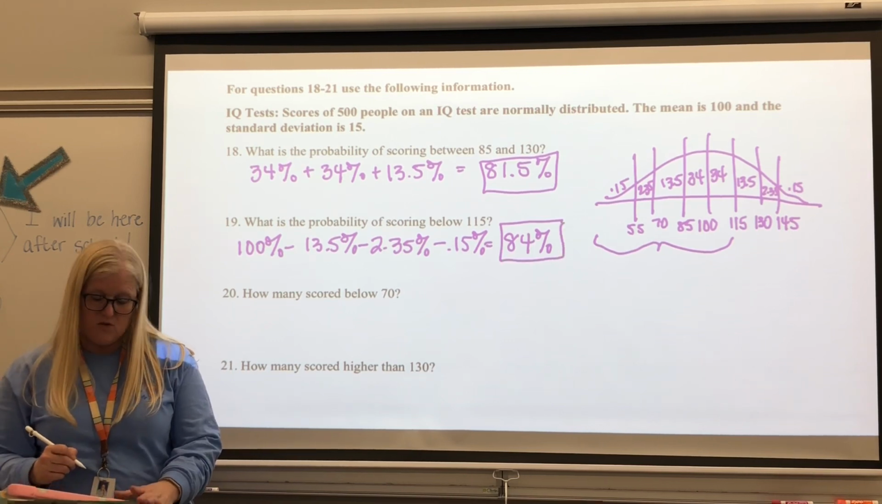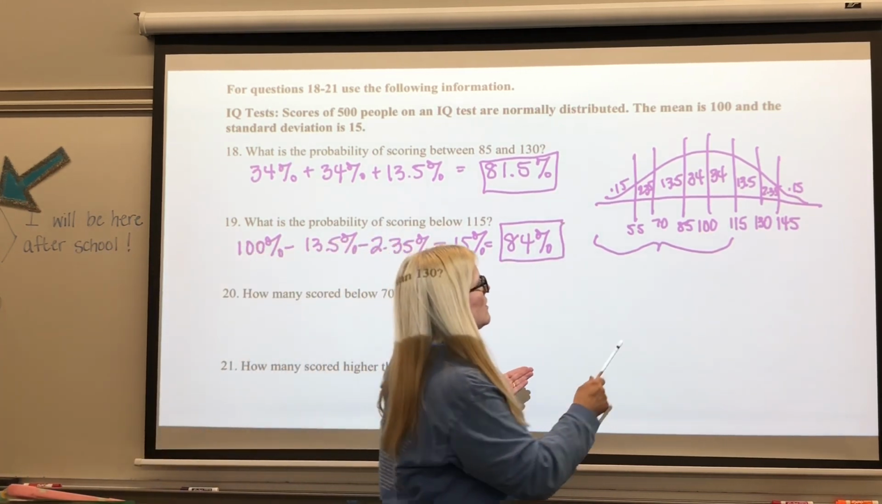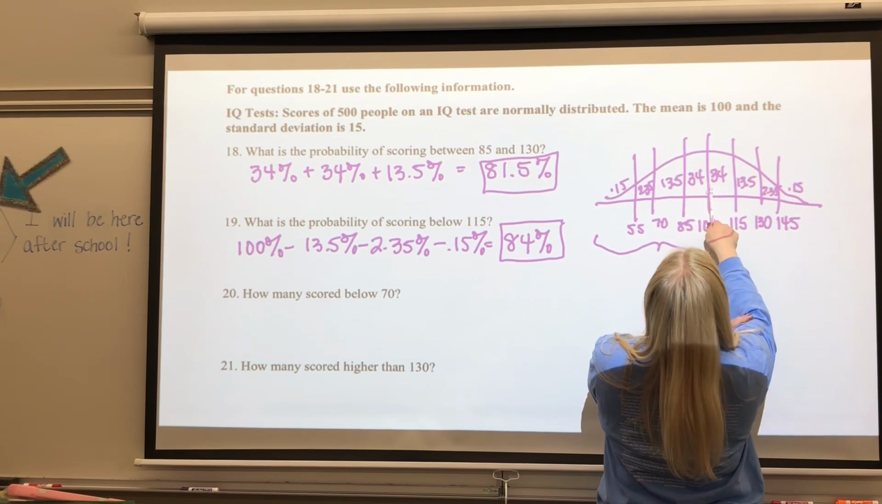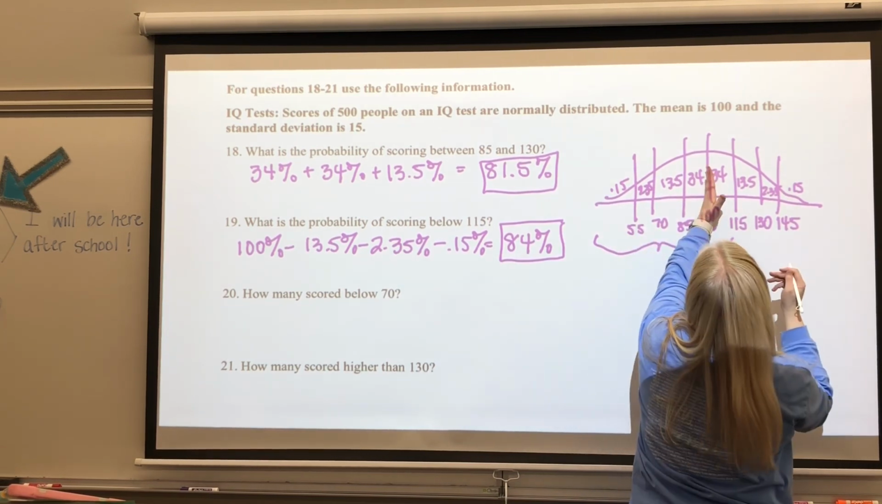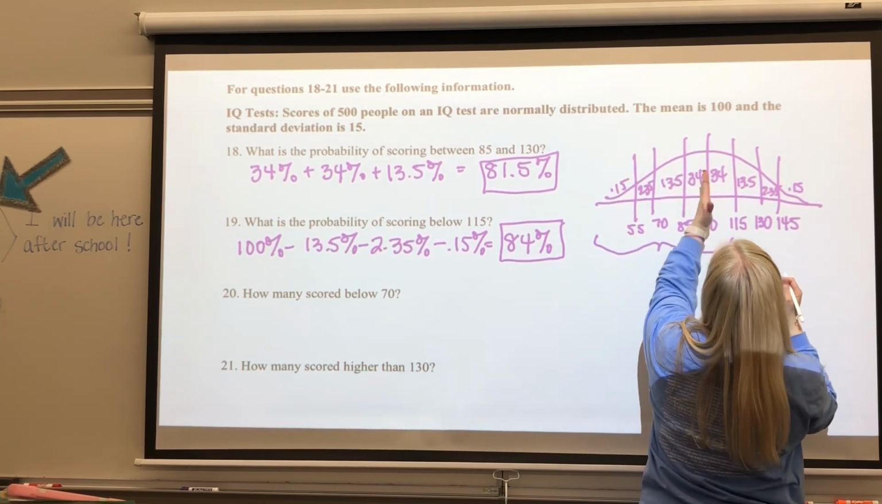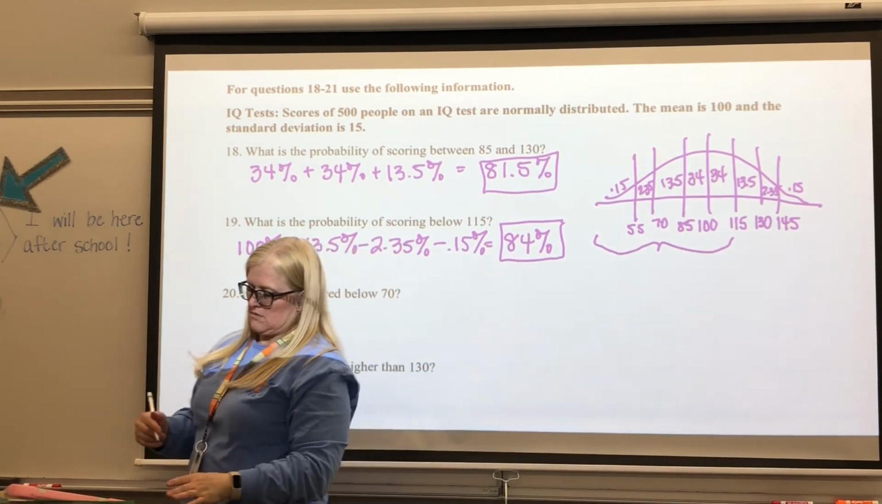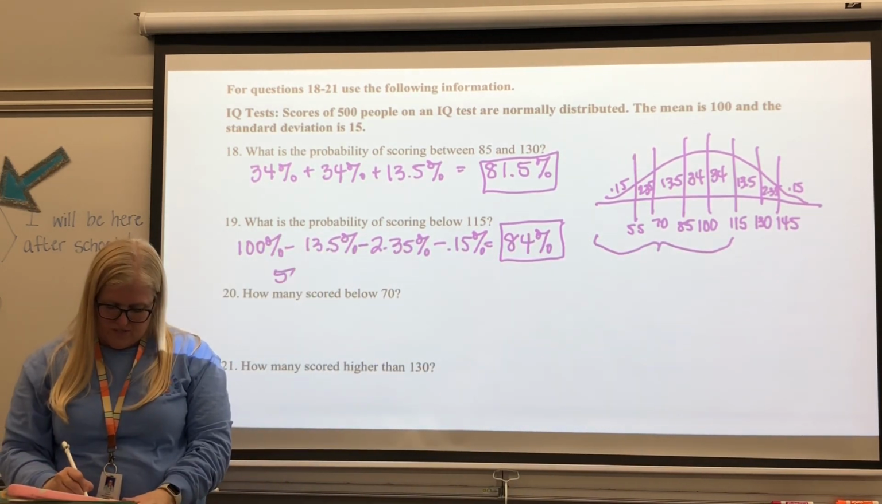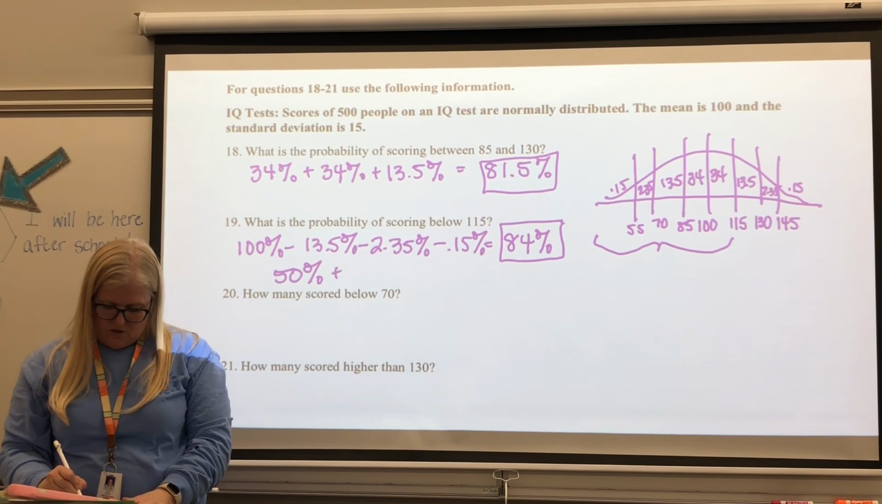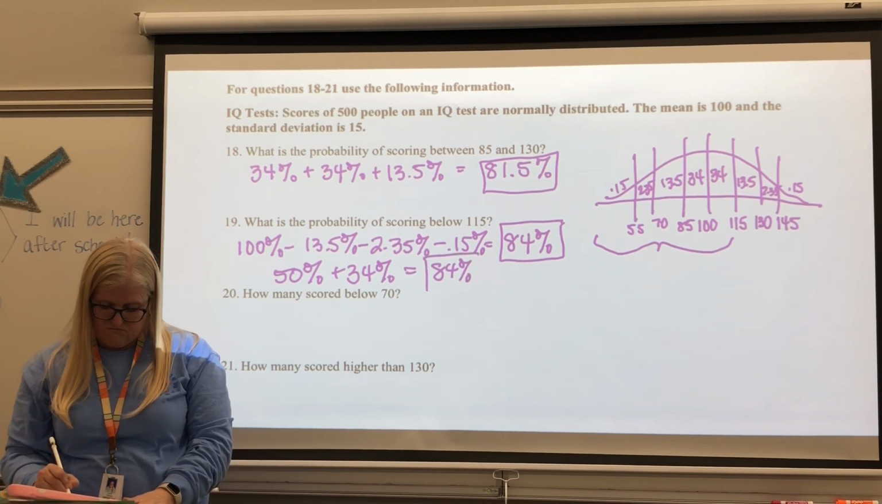But like I said, if you do it the other way, actually that might be easier because you have 50%, you know that all of this is 50% and you add 34%. You could do it that way, 50% plus 34% is 84%. So that's pretty easy too.